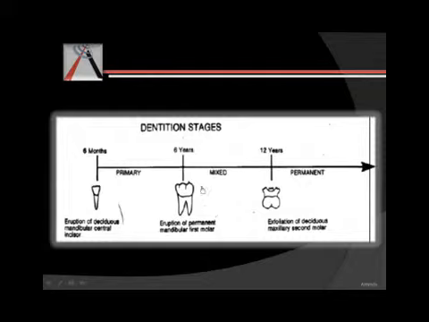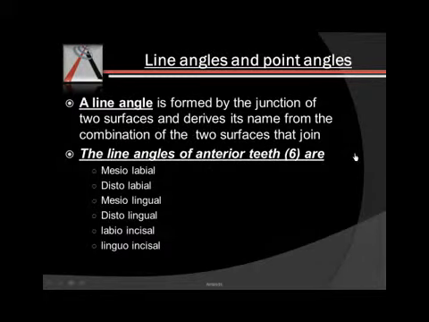Then at 6 years, your permanent mandibular first molar erupts. So with the eruption of this tooth, your dentition is called mixed, because herein you have primary and permanent both. Then it continues at mixed dentition, wherein eruption and shedding takes place. At 12 years, exfoliation of deciduous maxillary second molar. Maxillary second molar is the last tooth to exfoliate, following which we have no deciduous teeth left in our mouth. So this is the stage of permanent dentition.